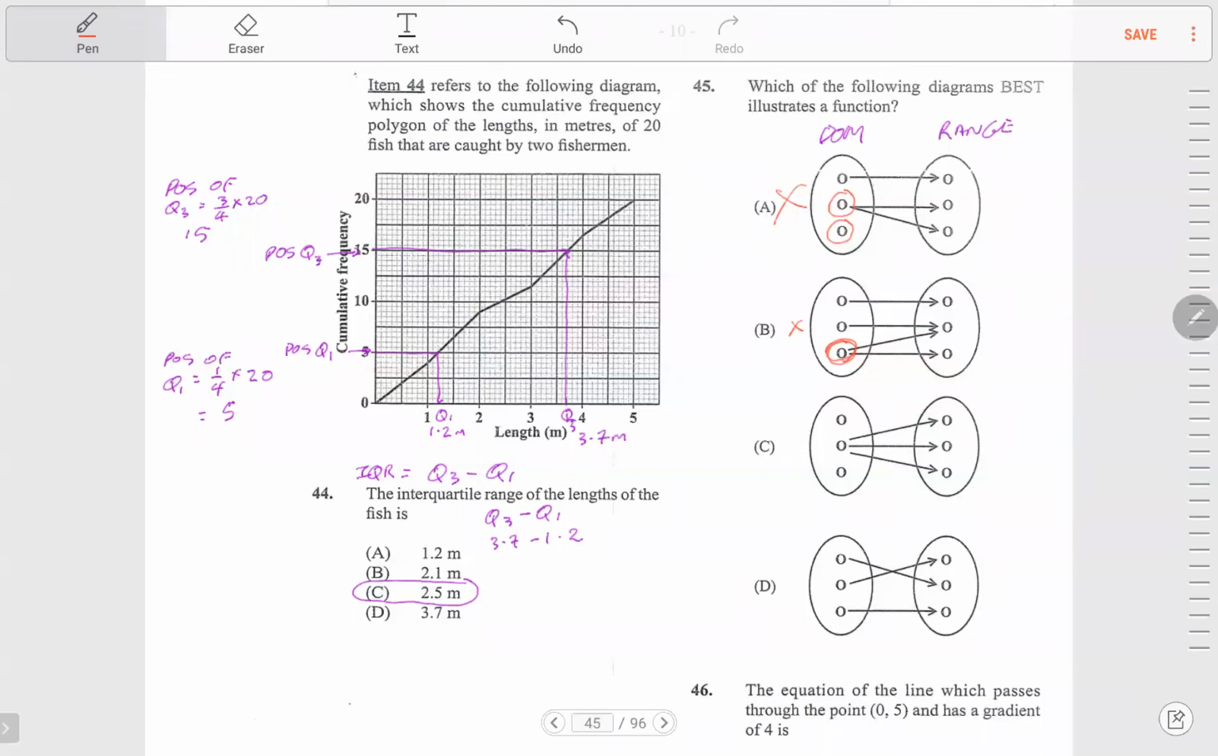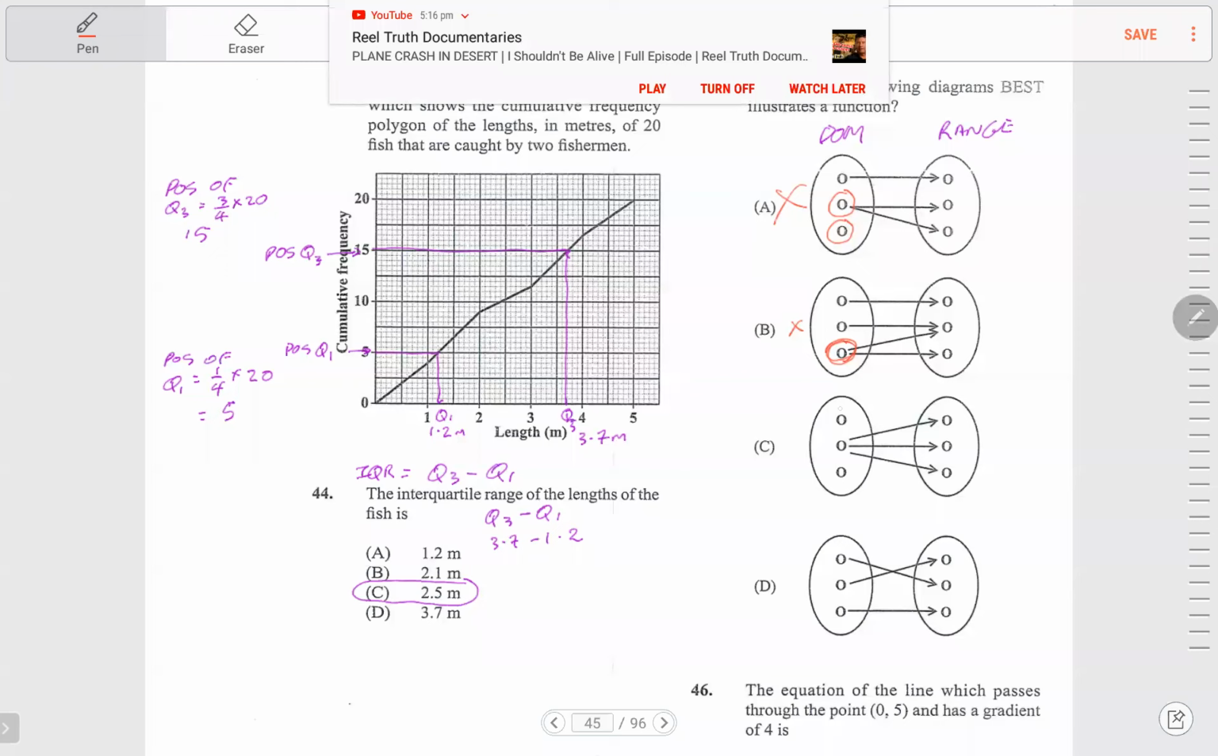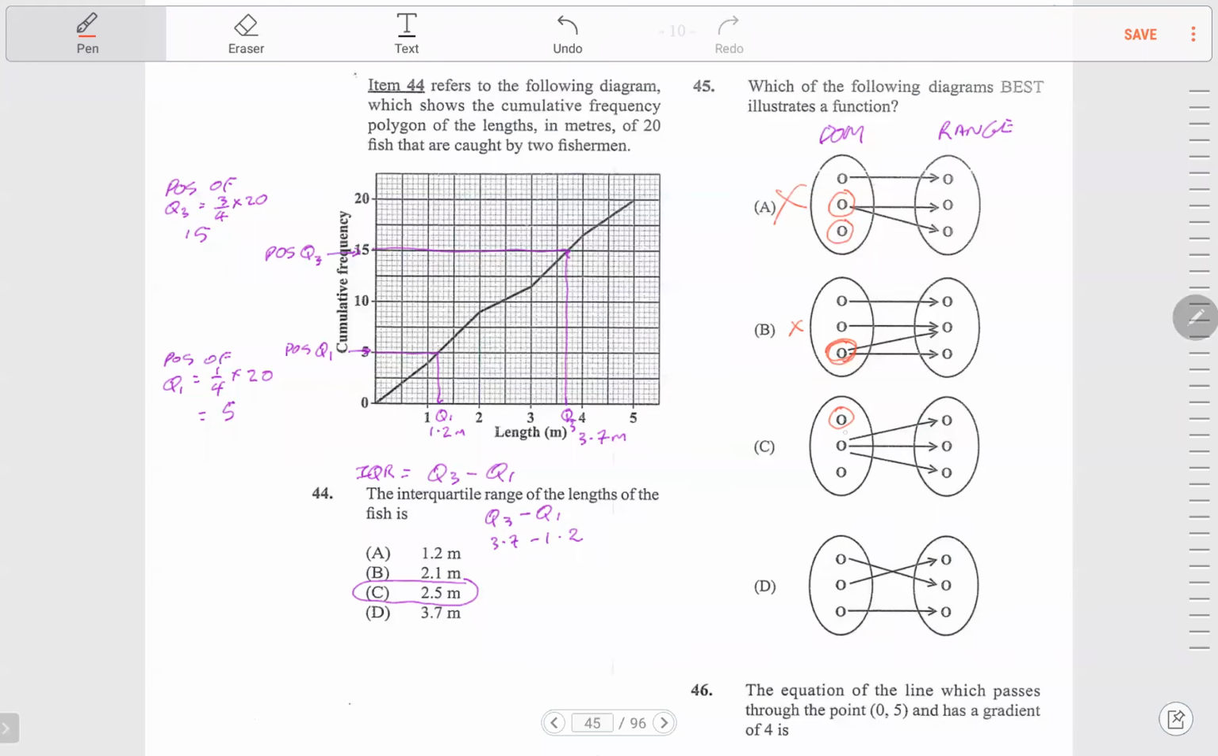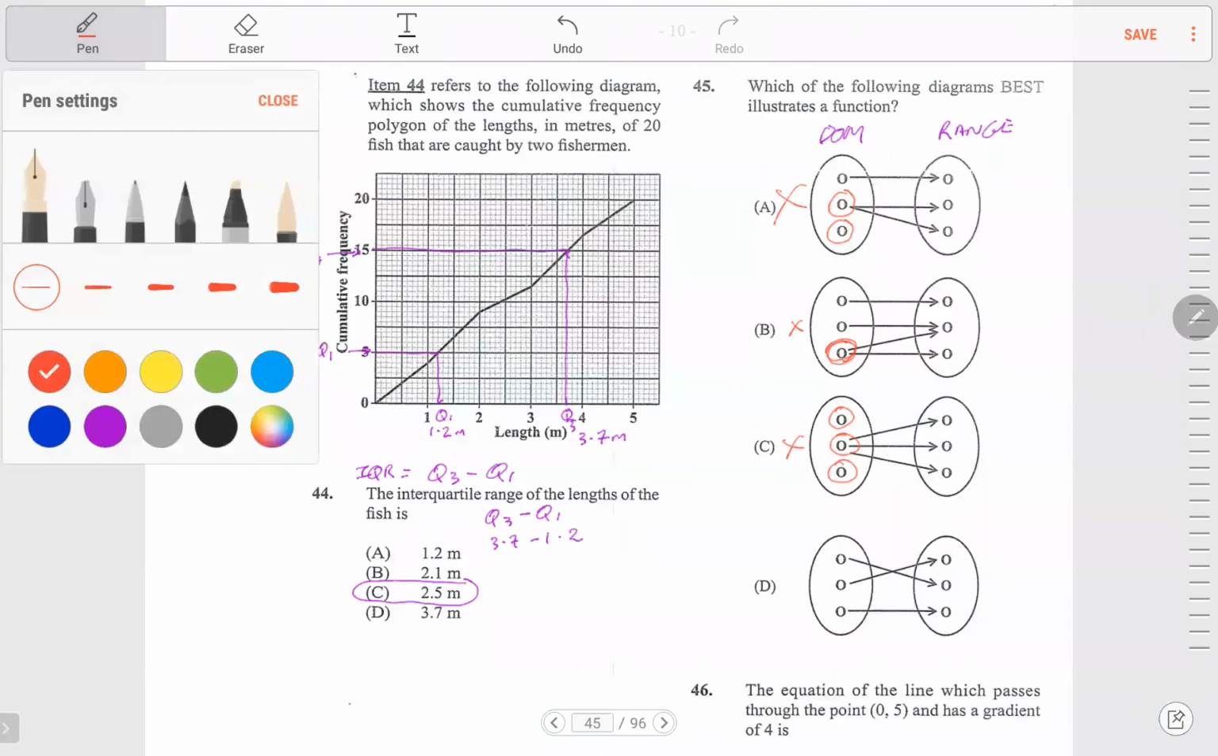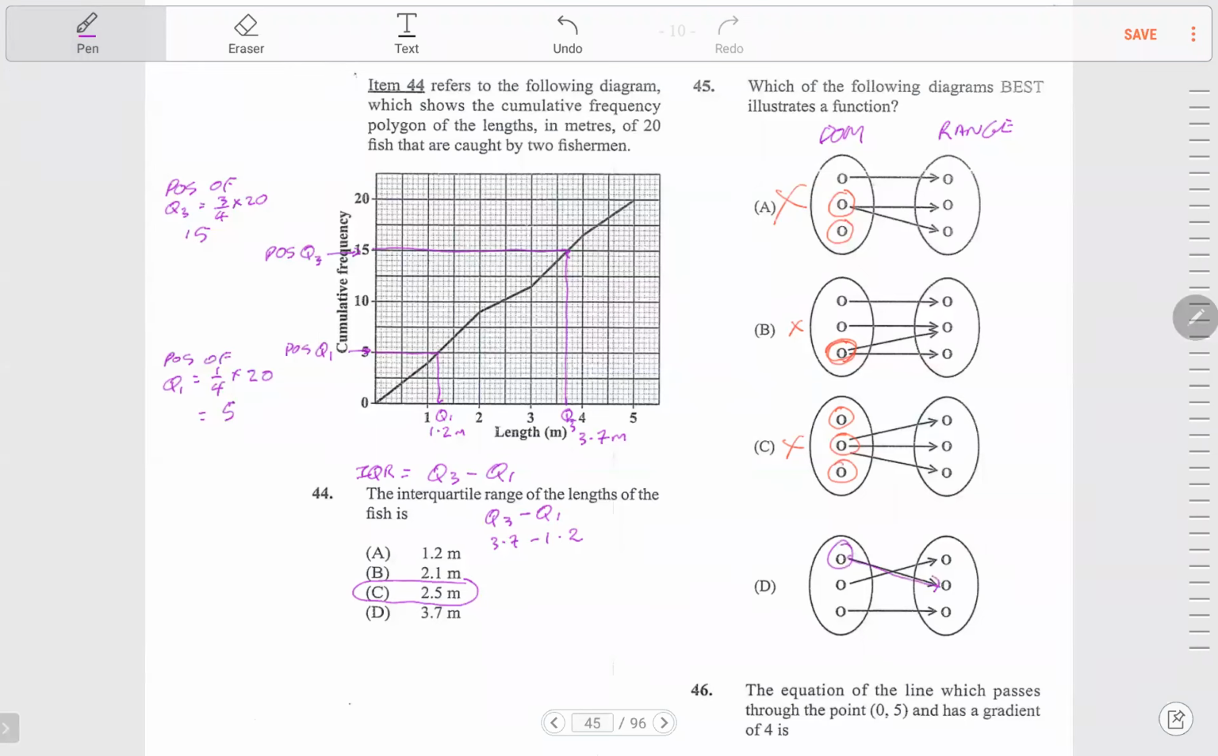This third one now has three reasons why that's not a function. This element doesn't map. This element maps three times, so it's not a function, and this element doesn't map. So all those three elements are causing that C not to be a function, right? If you look at the last one, it is a function, right? Because this element maps only one time, this element maps only one time, and this element maps only one time, right? That is why this one is a function.